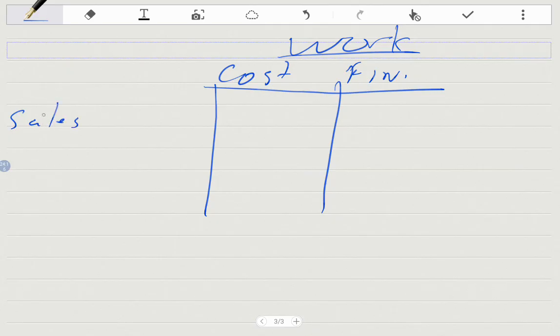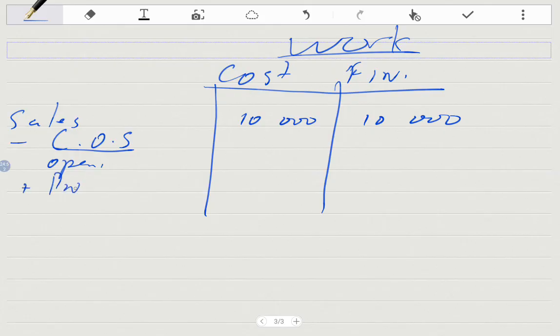So basically your income statement starts with sales. Let's assume that our sales was 10,000 rands on both sides. Then minus cost of sales. Now try to come up with your own figures, guys, and let this opening inventory be the only figure that differs. So we've got the opening plus the production minus closing. This is cost accounting.